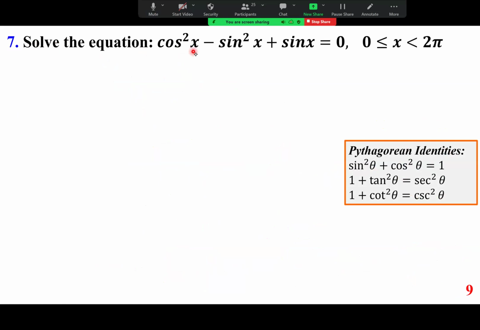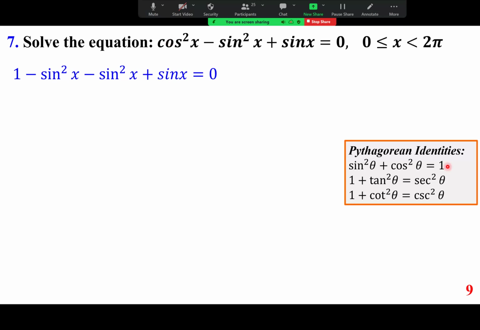Solve the equation cosine squared minus sine squared plus sine x is 0 and x is between 0 and 2 pi. Anytime you have sine squared as well as cosine squared, you look at this piece. Because this is sine, you're going to change this to sine squared. If this was cosine, you would change this. How do you change this to sine squared? Cosine squared is 1 minus sine squared, according to the Pythagorean theorem.